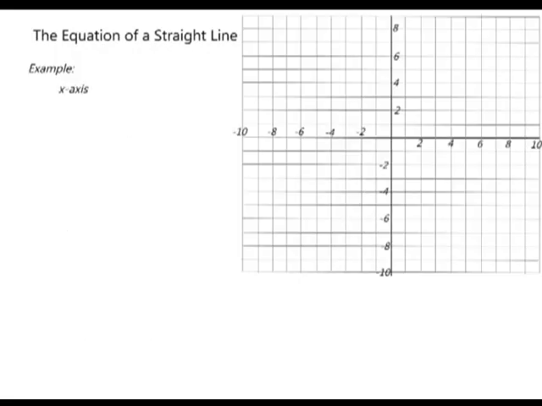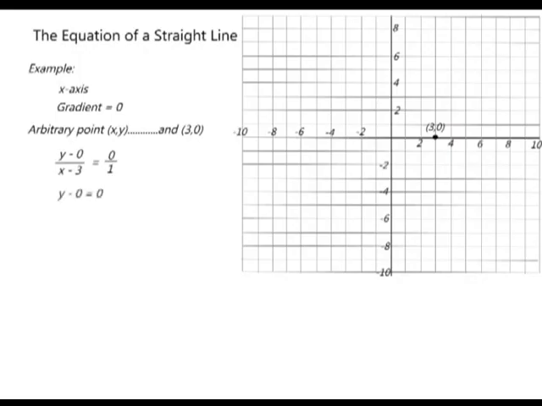Let's find the equation of the x-axis. We've said that the gradient of the x-axis is 0. So we choose a point, say 3, 0, and another one, x, y. Finding the equation, y minus 0 over x minus 3 is equal to 0 over 1. Cross multiplication, y minus 0 is equal to 0, and therefore y is equal to 0. This is the equation of the x-axis. The equation of the y-axis is the reverse of this, that is x is equal to 0.